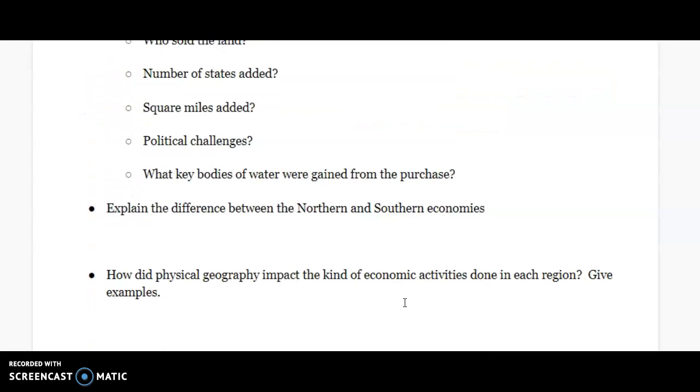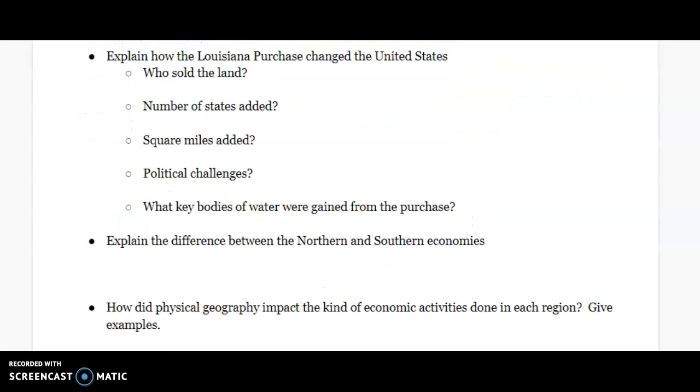So explain how the Louisiana Purchase changed the United States. We know that Napoleon of France sold the land. He sold the land because he was trying to make money to fund his wars in Europe. And so he wanted to just get rid of his French colonies, make some quick cash, and focus on his goals of taking over Europe. And what results is the United States gains a huge chunk of land for a really, really good price.